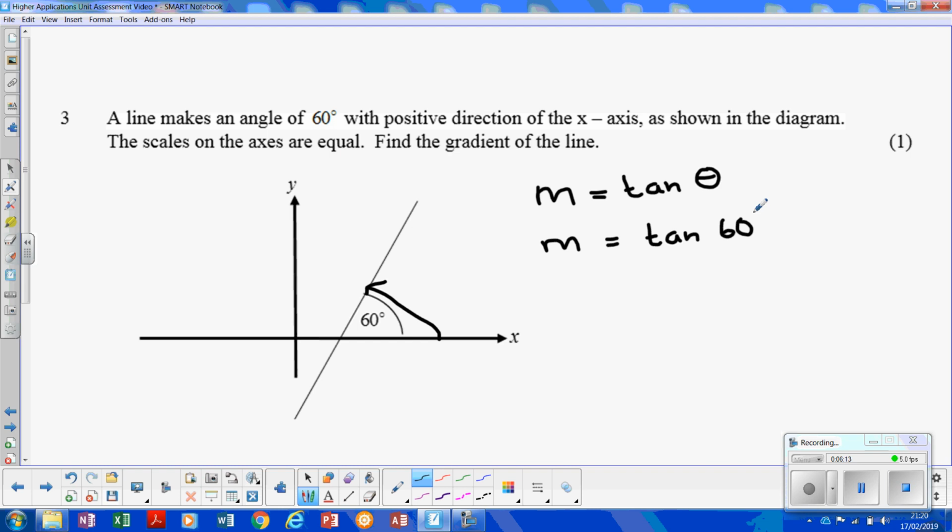Now that is one of your exact values. So think about your triangles or think about your tables. So gradient is equal to tan 60, which is the square root of 3. Now it can be expressed as a root, or it can be left as a decimal, whatever you wish to do.